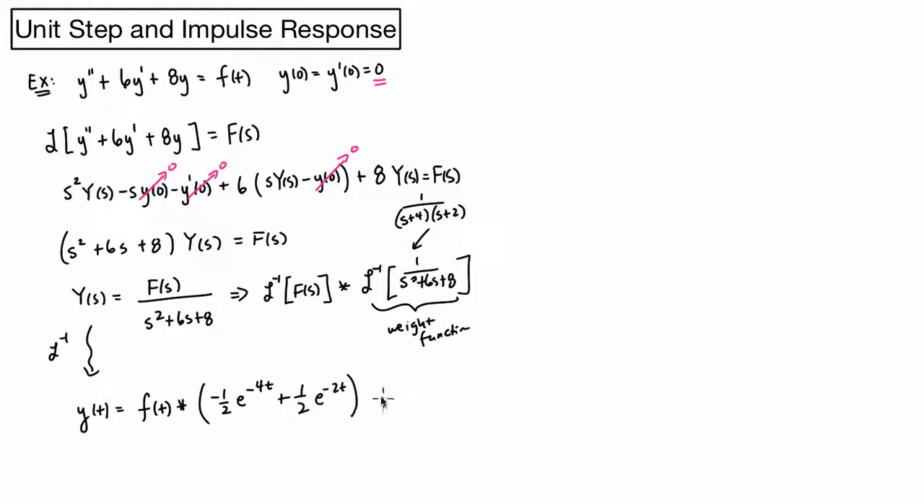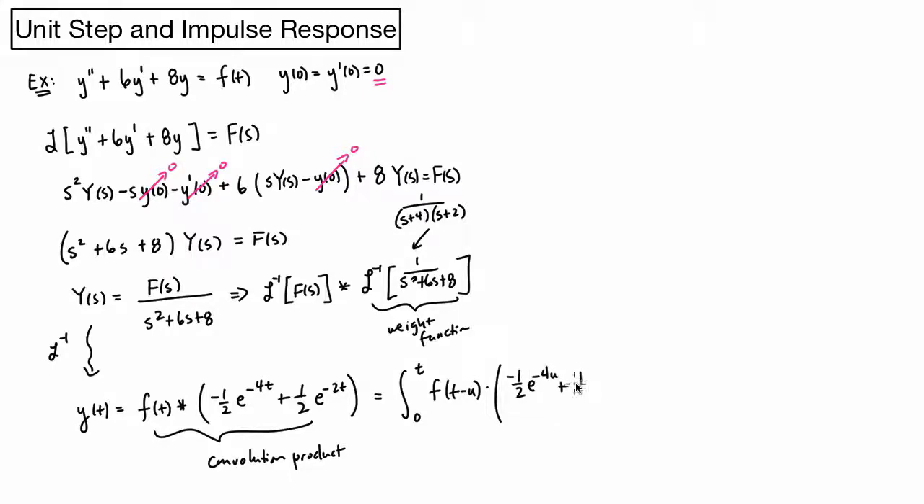So this is our solution, and we tend to want to write this in integral form. So this is called the convolution product solution. And that convolution product here would be the integral from 0 to t of f of t minus u times this function, minus 1/2 e to the minus 4u plus 1/2 e to the minus 2u, du. So this is our first attempt at a solution to this problem.